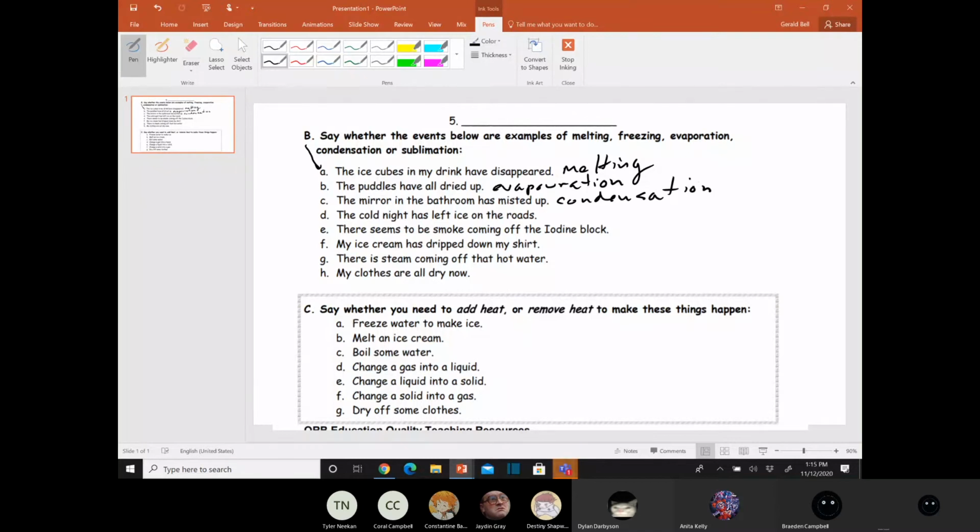You'll have to excuse my writing. It's a little difficult for me to write on the surface, so I'll do my best to make my writing legible. Next one, the cold night has left ice on the roads. That would be sublimation. So you've got gas in the air that is going right to a solid there.